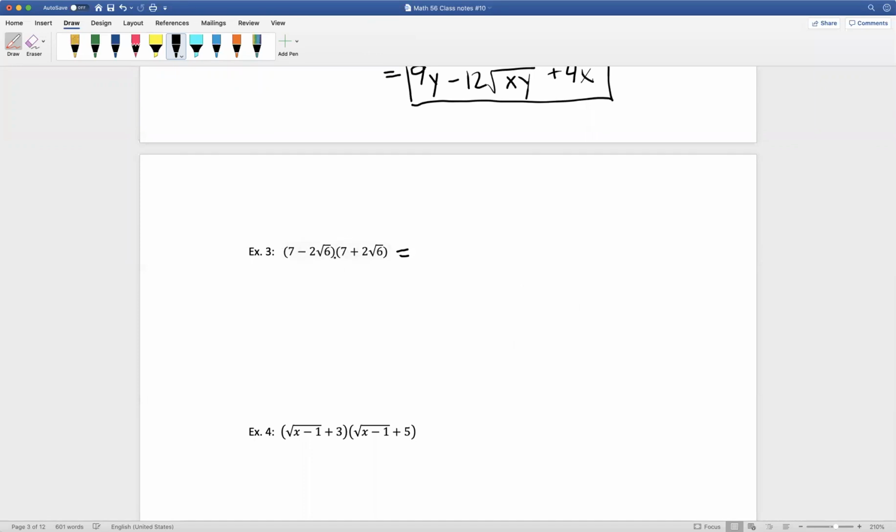So the product of the first two, 7 times 7 is 49. The outer two, 7 times 2 square root of 6. Now notice for the outer two here that there's only one term in the radical. These two, the 7 and 2, are on the outside of the radical, so we're going to call that plus 14 square root of 6. First two, outer two, inner two, negative 2 square root of 6 times 7 is minus 14 square root of 6.